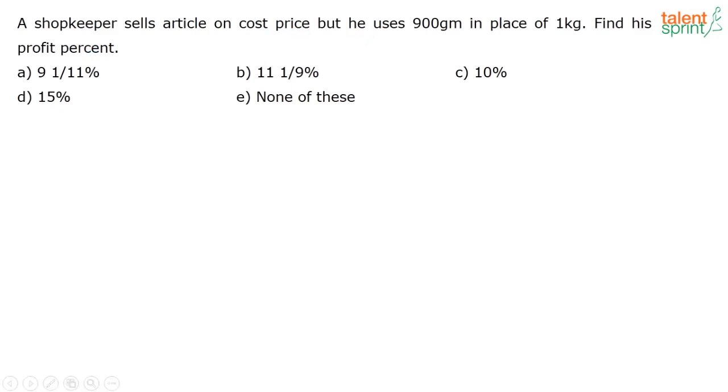Now let us assume how much he is selling. He is selling 1000 grams, correct? 1 kg. He is saying that I am selling 1 kg for whatever correct price. And what is he using? He is using 900 grams in place of 1 kg. Where he has to actually use 1000 grams, he is only using 900 grams, and he is saying that he is selling 1000 grams.